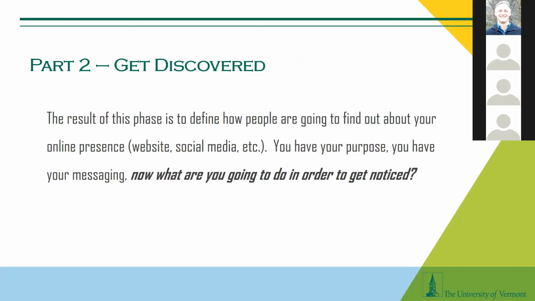In the second part, the get discovered part, we're going to start getting into more details of the online, the digital ecosystem, as I like to call it. In this phase, what we want to do is define how people are going to find out about your online presence with your websites, your social media, etc. So you have your purpose, you have your messaging. Now what are you going to do in order to get noticed?